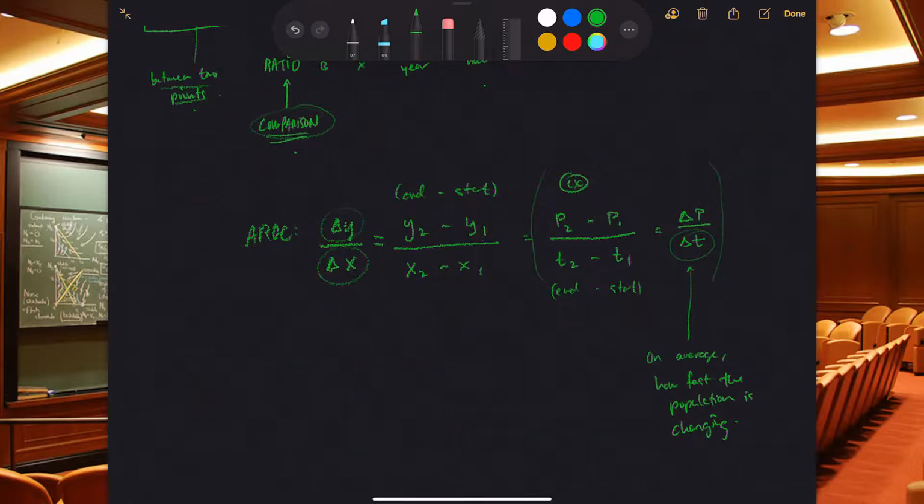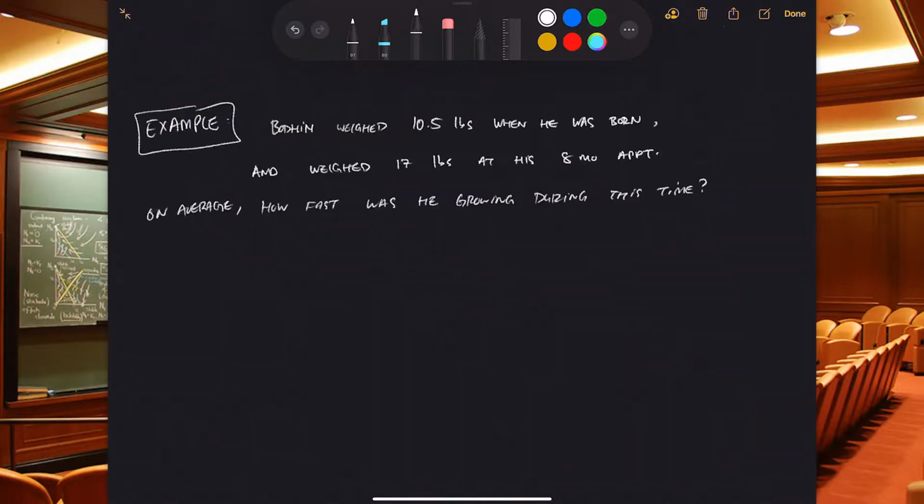So we've got a lot of big ideas here. Let's look to an example to kind of solidify this. So we'll look at my son Bowden. He weighed, let's say, 10.5 pounds when he was born. Actually, that's not accurate. He was 7 pounds when he was born. He was a little guy. He was 7 pounds when he was born, and he weighed 17 pounds at his 8-month appointment. So the question is, on average, how fast was he growing during this time?